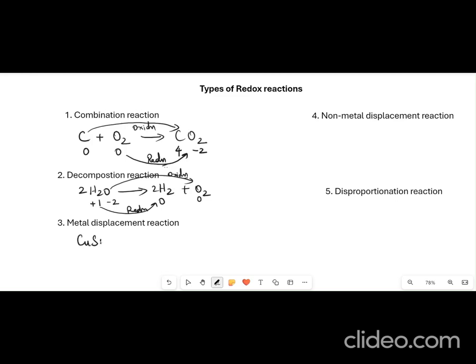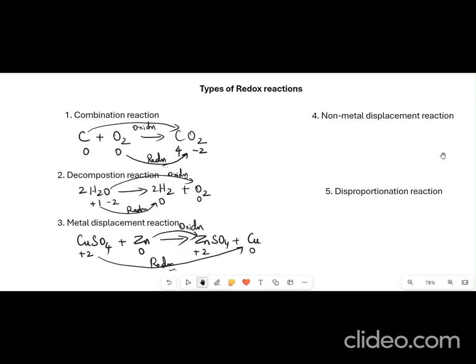Say for example, you have copper sulfate and you are adding zinc metal to it. Zinc displaces copper and it forms zinc sulfate plus copper. So in this case, copper is in +2, zinc 0, here zinc sulfate, so +2, copper 0. So see what happened, zinc 0 to +2 oxidation state. So oxidation has taken place. Copper from +2 to 0, so it is reduction, right? So this is a type of redox reaction wherein metal displacement occurs.